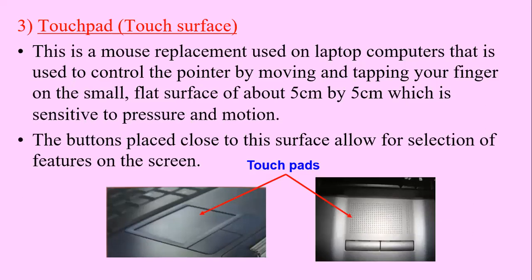The third device is the touchpad, which is also called the touch surface. This is a mouse replacement used on laptop computers that is used to control the pointer by moving and tapping your finger on the small flat surface, which is about 5 centimeters by 5 centimeters, which is sensitive to pressure and motion. The buttons placed close to this surface allow for selection of features on the screen, as you can see on the illustrations indicated.